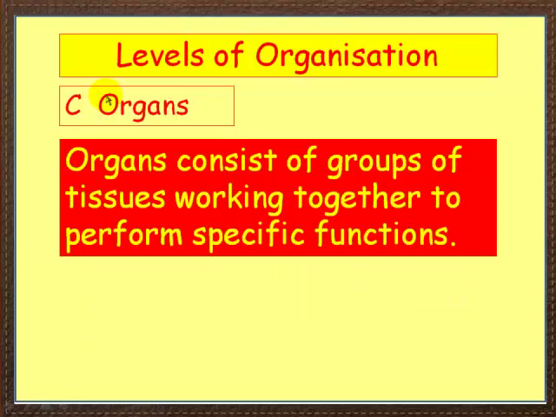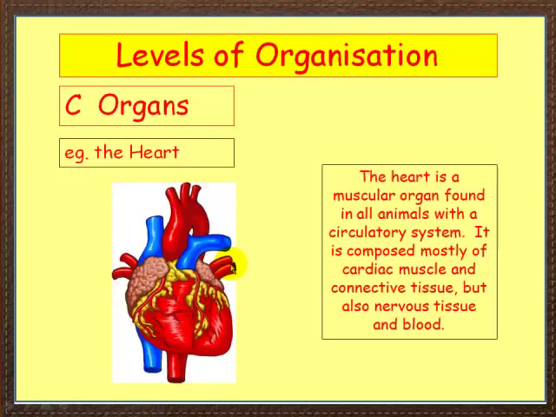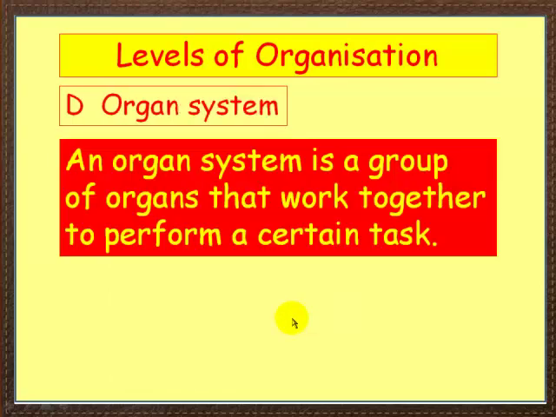The next step up from the tissue is the organ. So organs consist of groups of tissues working together to perform specific functions. An example of an organ would be the heart. Now the heart, here it is here in all its glory, is a muscular organ found in all animals with a circulatory system. Now it's composed mostly of an amazing substance called cardiac muscle and also connective tissue, but it has in it lots of nervous tissue and also obviously blood.